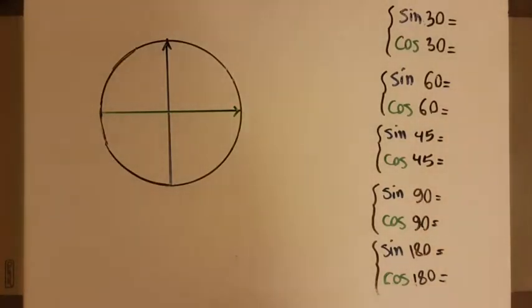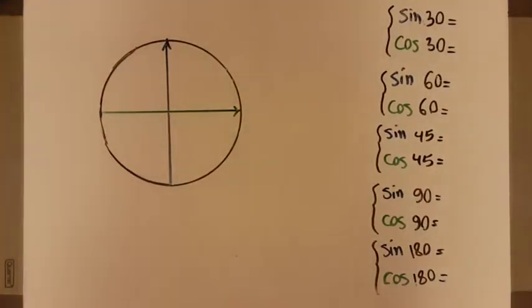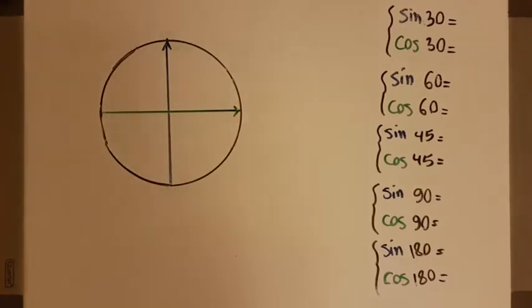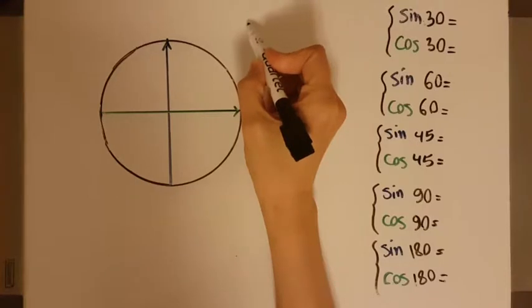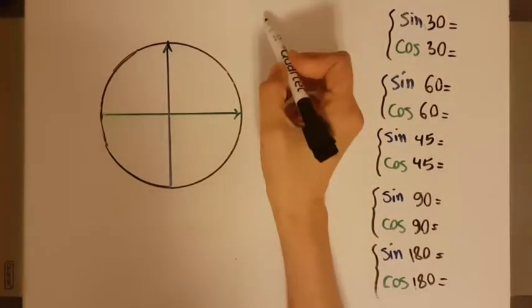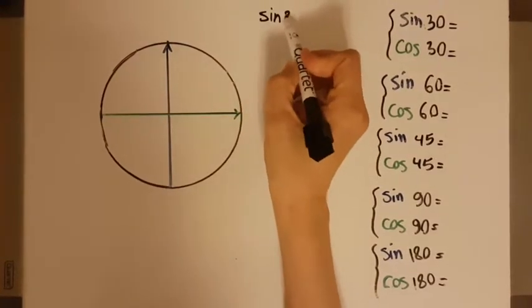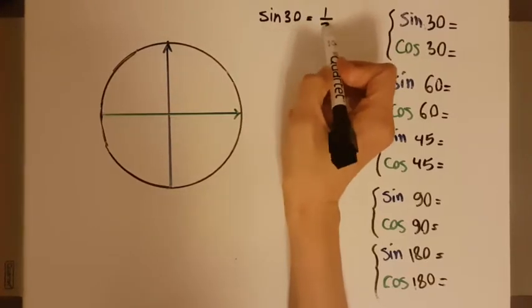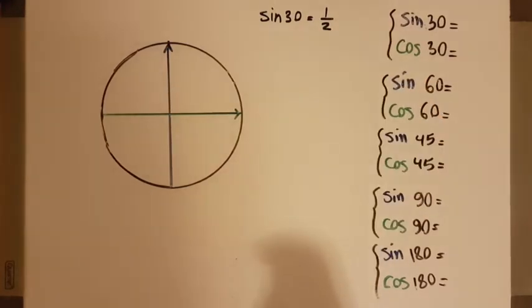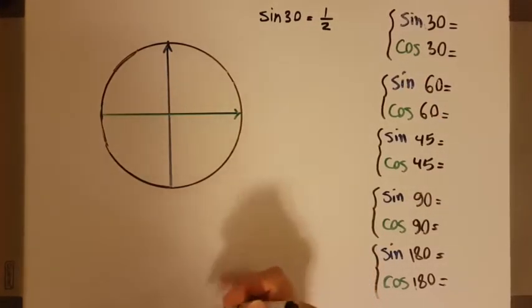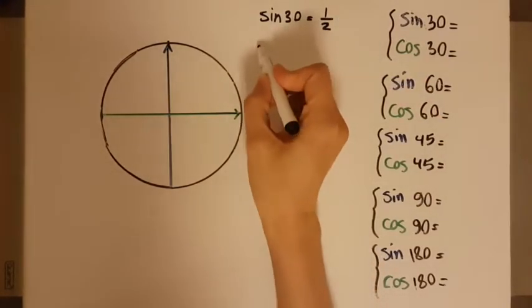Okay, now let's find the sine and cosine of these angles: 30, 60, 45, 90, and 180. Sine of 30, we want to find the sine of 30. We already know that the sine of 30 equals half, and we have proven that. So now that you know this, let's find the cosine of 30.